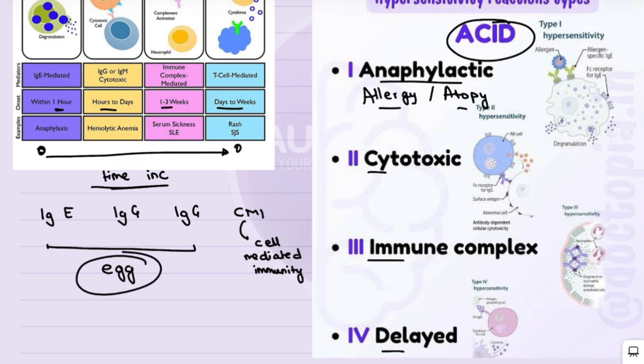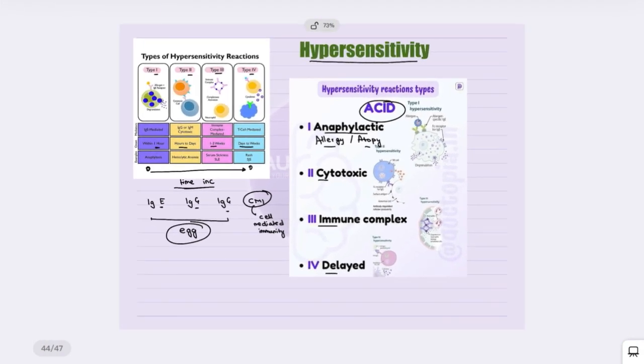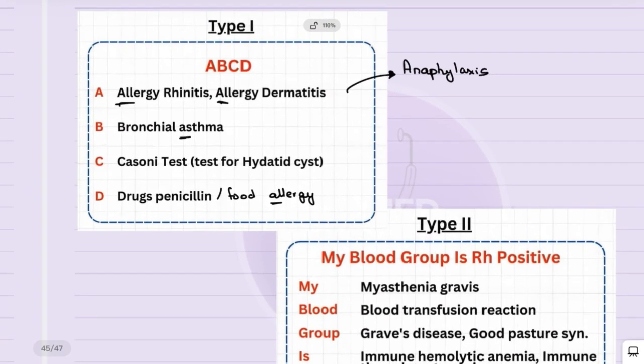Remember this mnemonic called EGG. First we'll have IgE, second we'll have IgG, third will have IgG, and the fourth will have CMI, which is cell mediated immunity. I have mostly added pictures and already written everything so that it's easier and faster for you to revise it. Let's move forward with the first hypersensitivity reaction, which is the type 1 reaction.